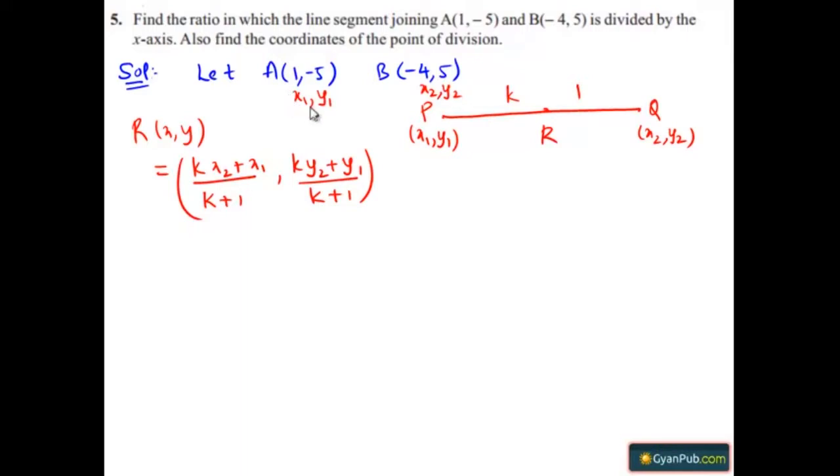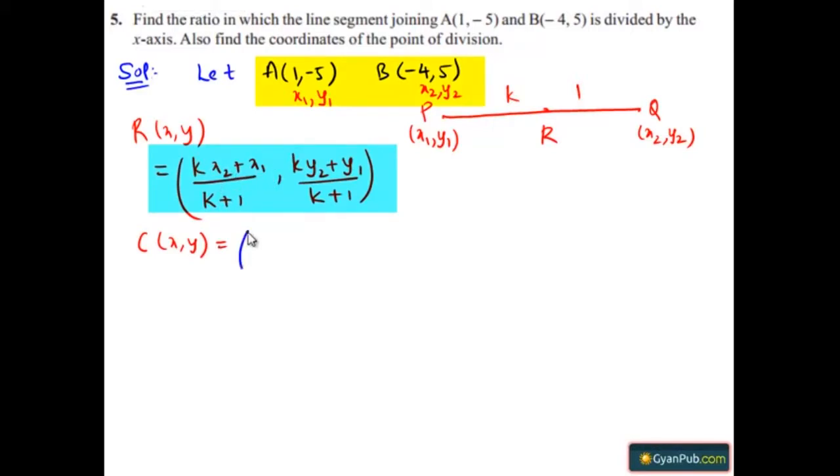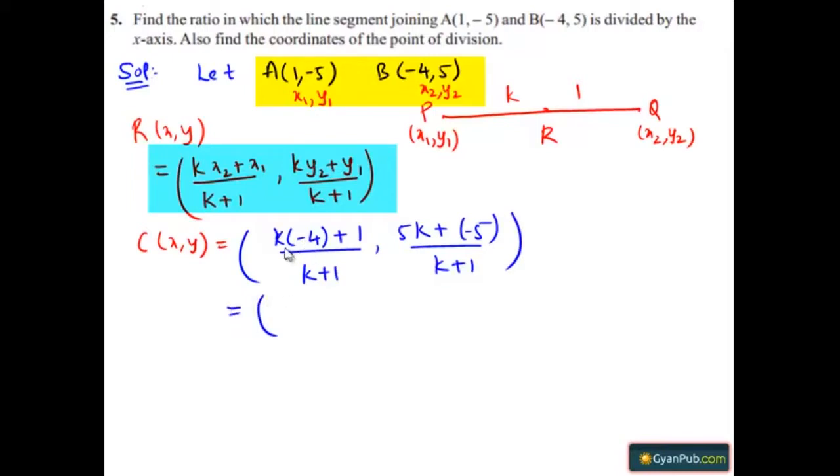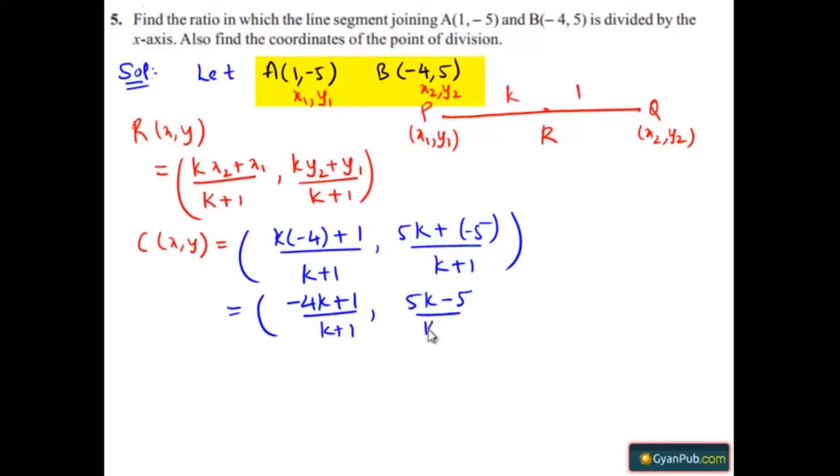The coordinates of the point C, which divides AB in the ratio k is to 1, is given by C(x, y) = ((kx2 + x1)/(k + 1), (ky2 + y1)/(k + 1)), which is ((k × (-4) + 1)/(k + 1), (5 × k + (-5))/(k + 1)), which is equal to ((-4k + 1)/(k + 1), (5k - 5)/(k + 1)).